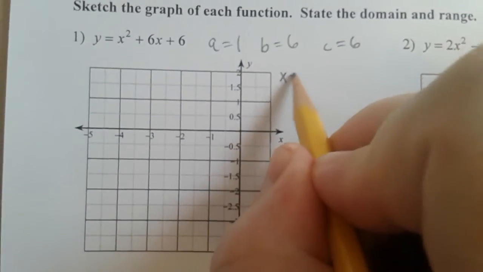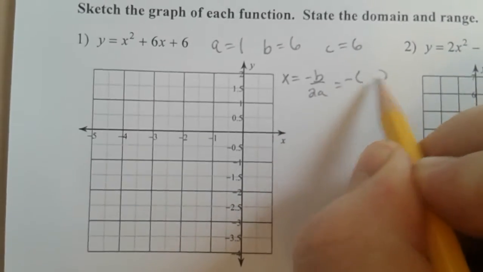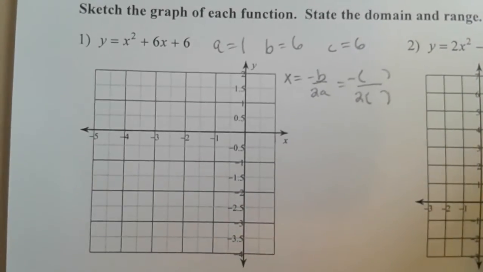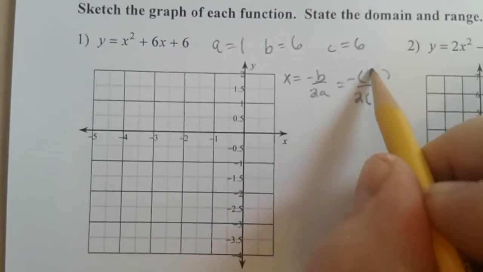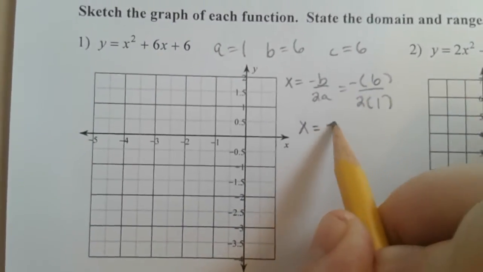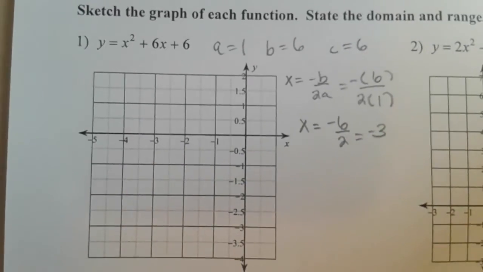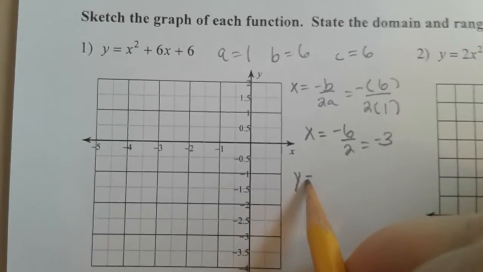Remember, our vertex is going to be negative b over 2 times a. So it's negative parentheses over 2 parentheses. The b value is 6, the a value is 1. So negative 6 over positive 2 would be negative 3. So the x-coordinate of the vertex is negative 3.